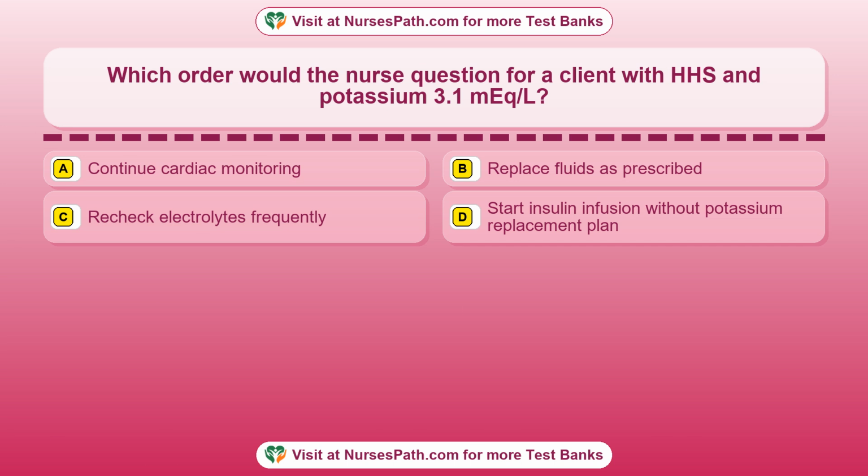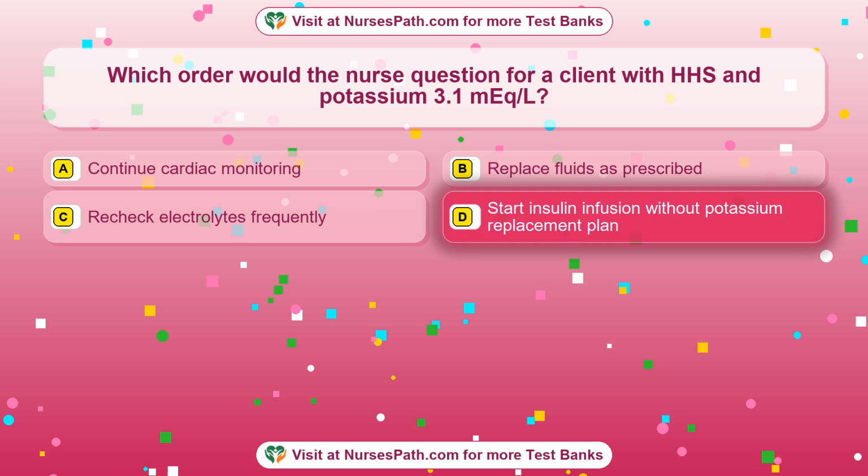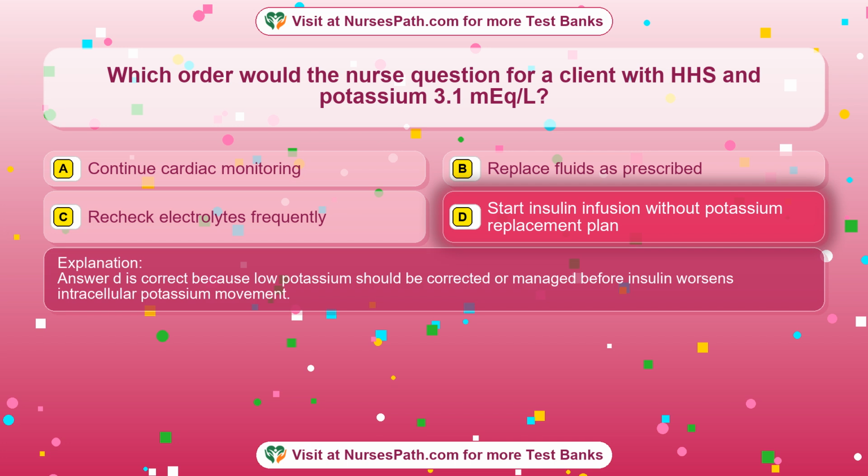The correct answer is option D, start insulin infusion without potassium replacement plan. Answer D is correct because low potassium should be corrected or managed before insulin worsens intracellular potassium movement.